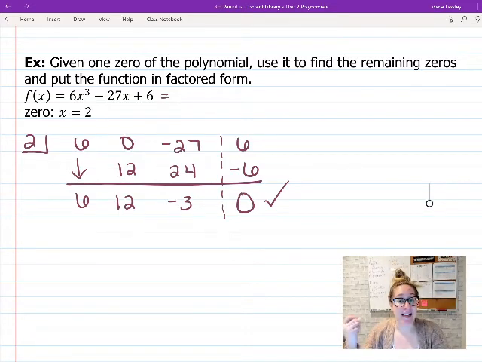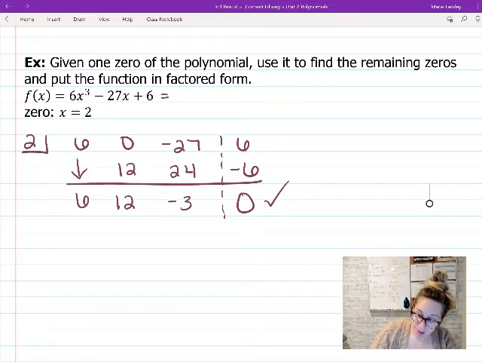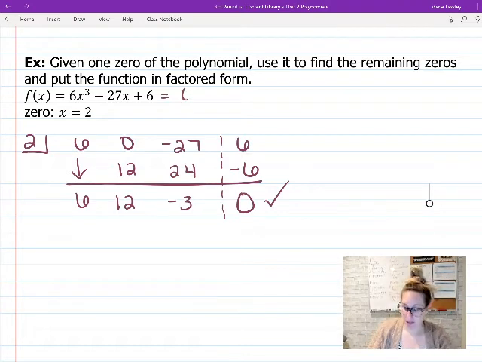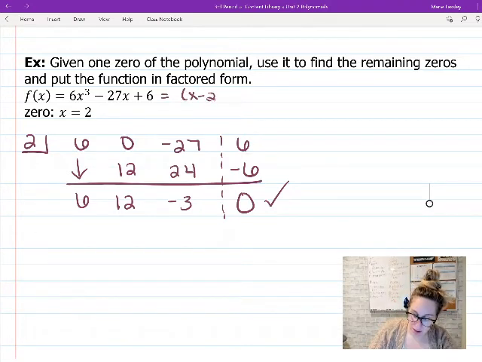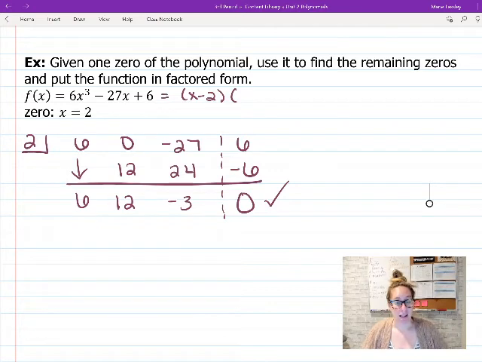So it gave me x equals 2 as one of my zeros. So I'm going to turn x equals 2 into a factor by moving the 2 over. So that's going to be x minus 2. And now I have what I just got from my division.